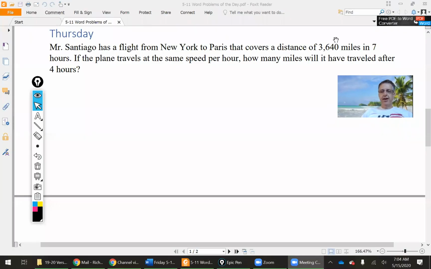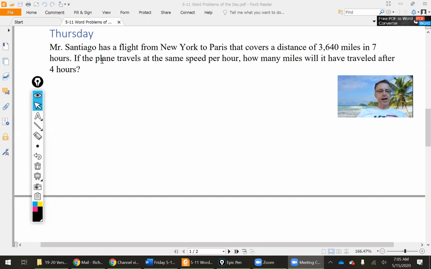Okay, I'm back at the beach now, and let's go ahead and read our word problem of the day, and then we'll go over our sentence, and then we'll figure out how to build a model for this one and solve it. Mr. Santiago has a flight from New York to Paris that covers a distance of 3,640 miles in 7 hours. If the plane travels at the same speed per hour, how many miles will it have traveled after 4 hours? Boys and girls, we've done this one before.